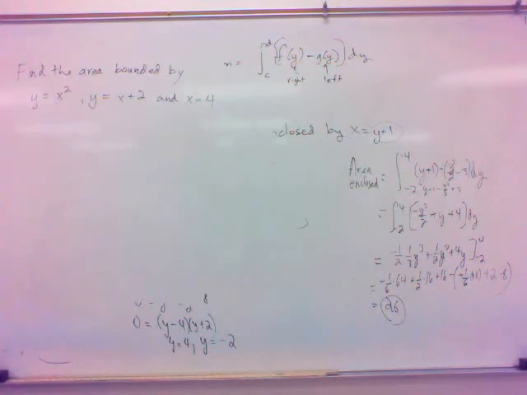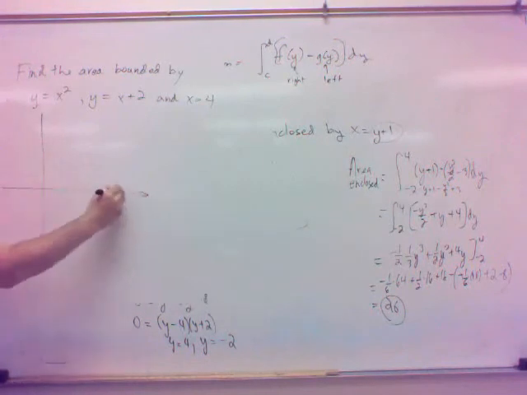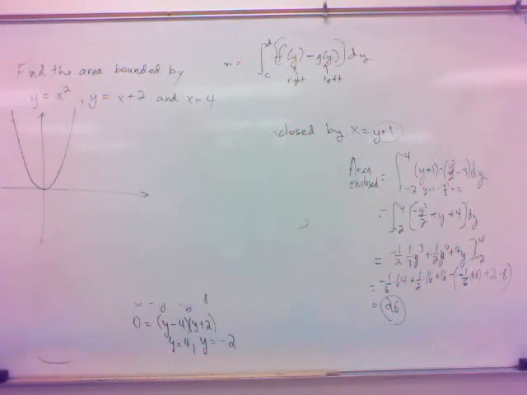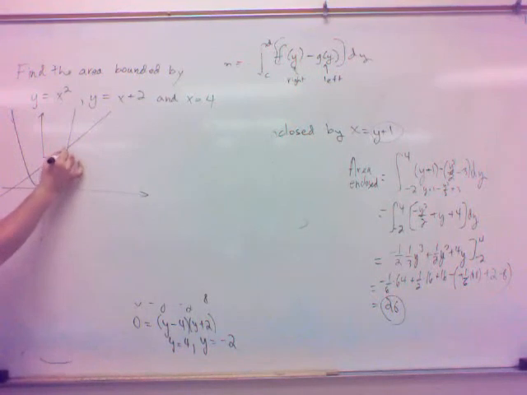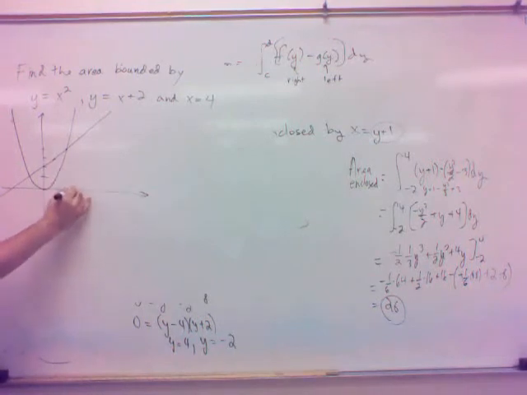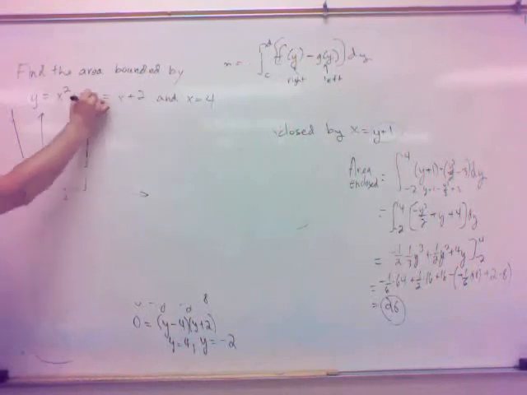Different interpretations you can take on that, because here's what the picture looks like. Y equals x squared looks like that. Y equals x plus 2 looks like this. And x equals 4, well, it turns out that point is 2, 4, right there. And then x equals 4 would be this line here, wouldn't it? Vertical line.